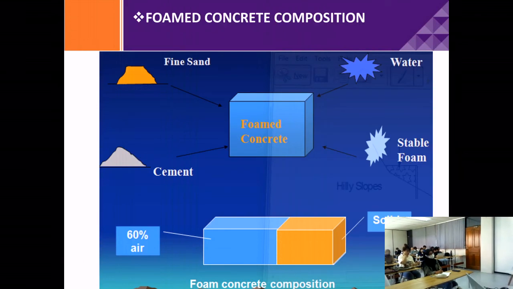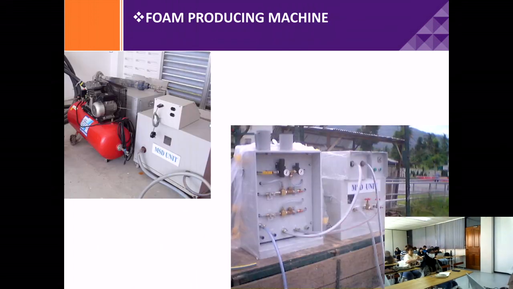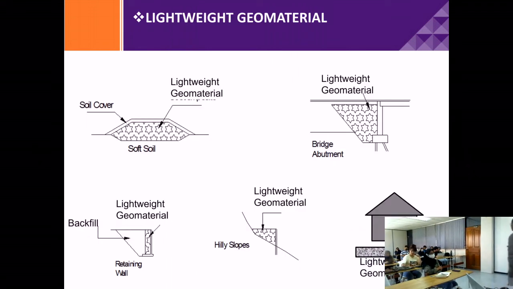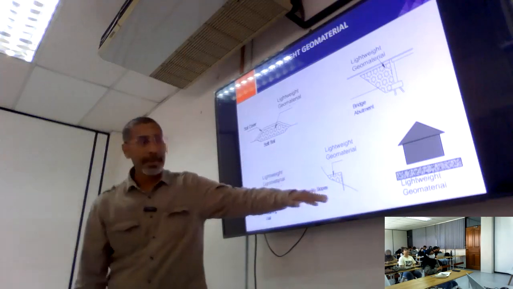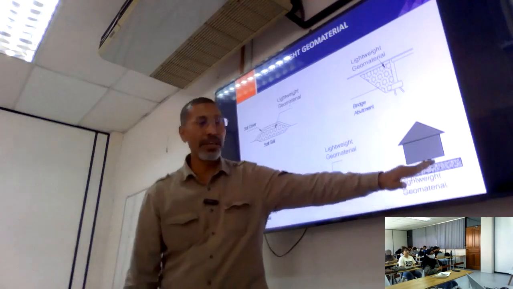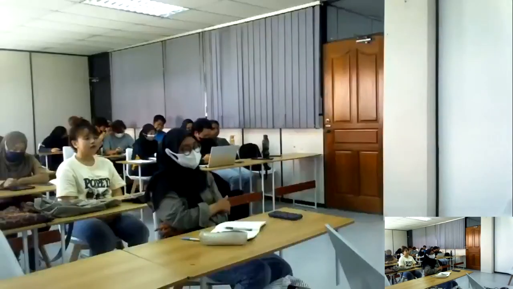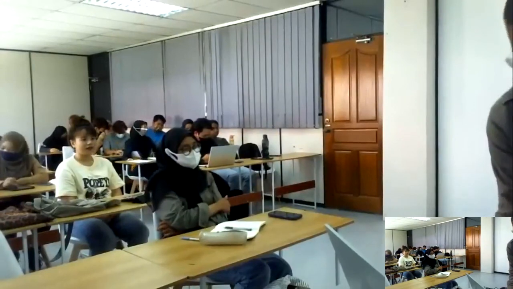And of course, this is the foam concrete concept. Cement plus sand plus foam, plus of course water, right? Very easy. That's the machine. This is foam concrete. And all this lightweight material, including foam concrete, EPS, shredded rubber, and so on, can be applied in road construction in this way: embankment, bridge abutment, lightweight backfill behind retaining wall, on the slope, and also it can be foundation, right? Lightweight geomaterial foundation. So that is all for today.